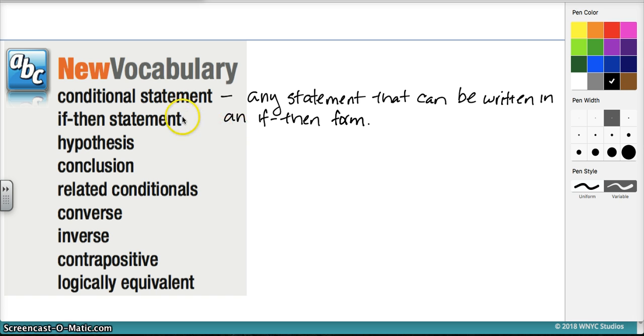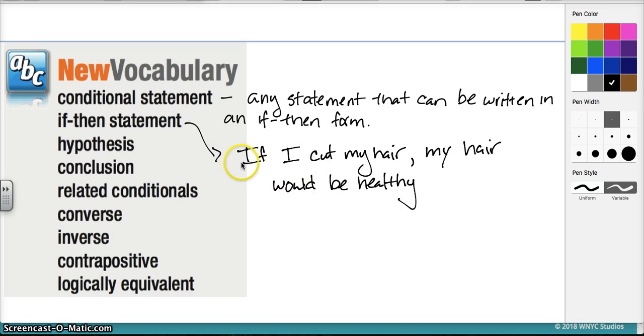So that brings us to the logical question of what is an if-then statement? Well, let's just give you one. Here's an if-then statement: If I cut my hair, then my hair would be healthy. I had to stick the then in there. So this is an if-then statement. Literally, an if-then statement is a statement with the words if and then, and it is a conditional statement.